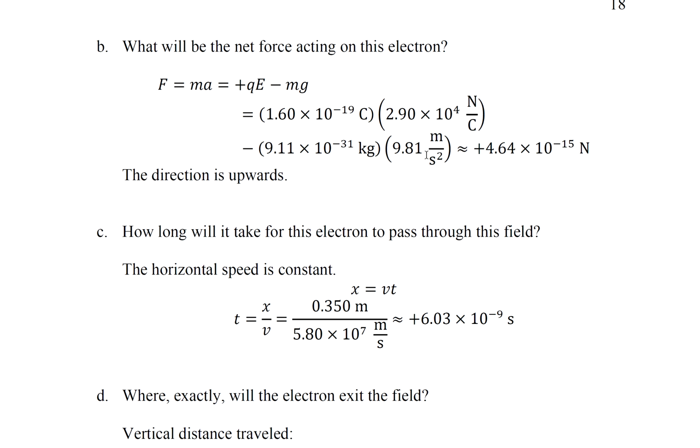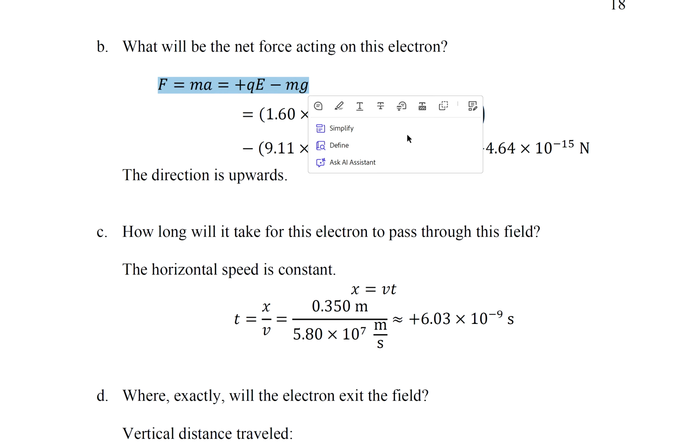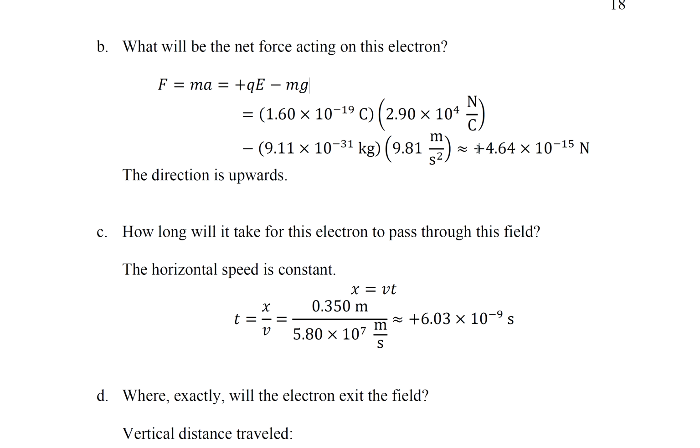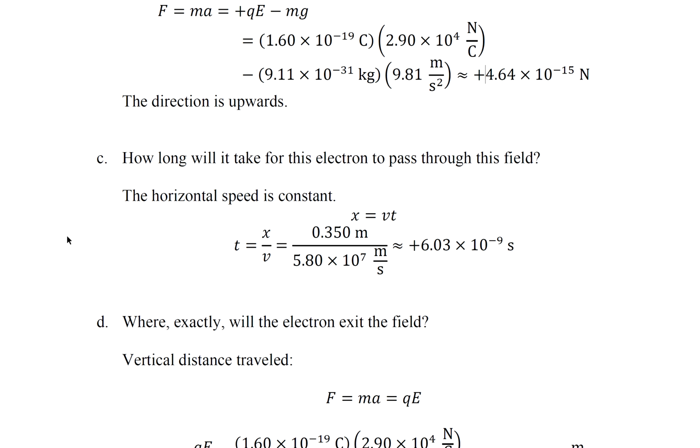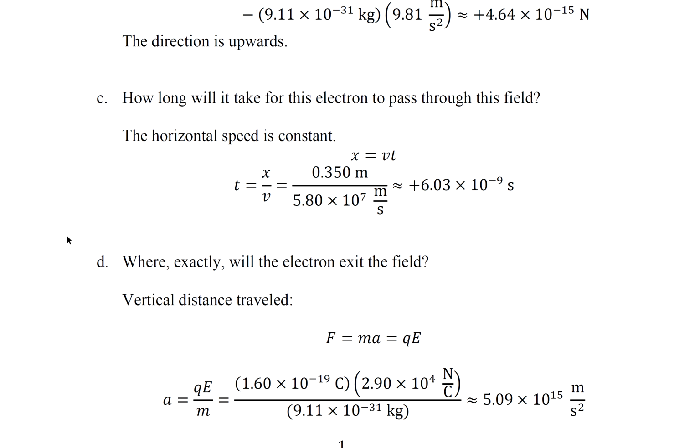Part B, what will be the net force acting on this electron? It's going to be this. And it's positive, so it's going to be upwards. Part C, how long will it take for this electron to pass through this field? So the horizontal speed is constant. So it's like this.